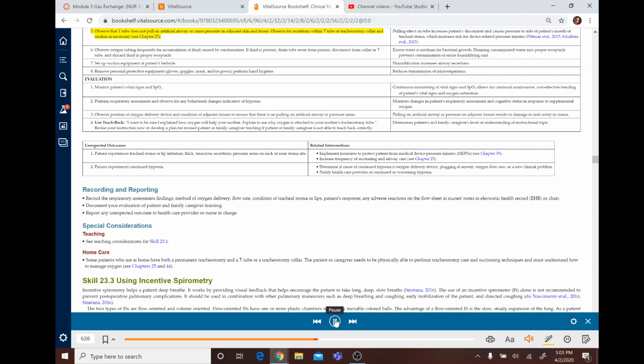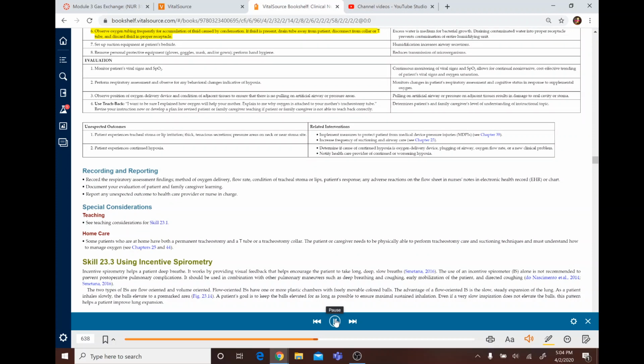5. Observe that T-tube does not pull on artificial airway or cause pressure on adjacent skin and tissue. Observe for secretions within T-tube or tracheostomy collar and suction as necessary, see Chapter 25. Pulling effect on tube increases patient's discomfort and causes pressure to side of patient's mouth or tracheal stoma, which increases risk for device-related pressure injuries. Pittman et al., 2015, Shalom et al., 2015.